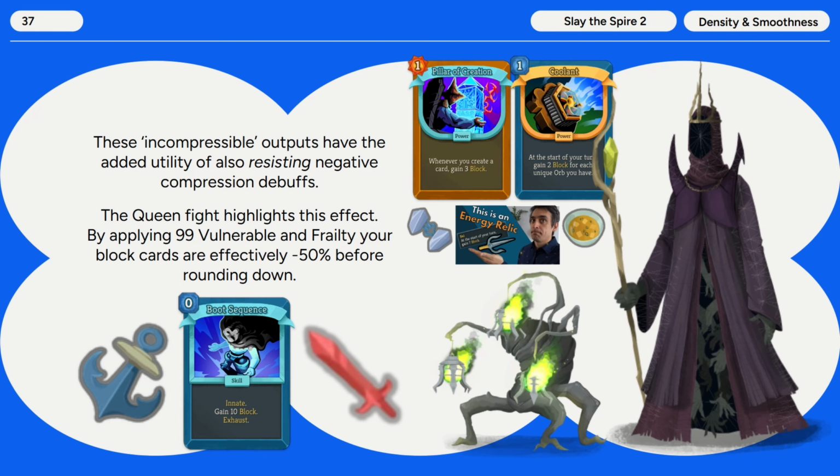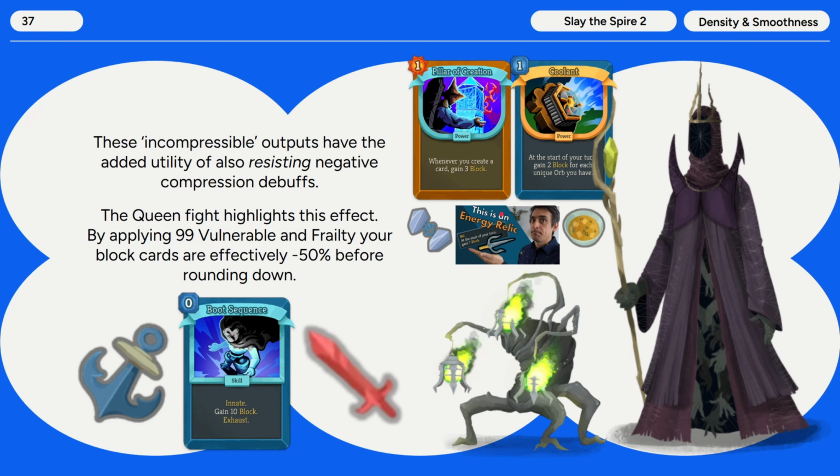Boot Sequence will do it as well, but now imagine that you've got Vulnerable and Frailty as well. Now your Boot Sequence blocks for 7, and you're being attacked for 15, so you need to play 2 Boot Sequences, or twice as many Boot Sequences. They're 50% as effective against what should be a base attack of 10 because of Frailty and because of Vulnerable, and actually rounding costs you another point there. So these flat output cards that you can't scale infinitely with Dexterity and that you can't scale infinitely with more card plays, they can still be very powerful because they're incompressible in the opposite direction as well. They can't be debuffed from you.